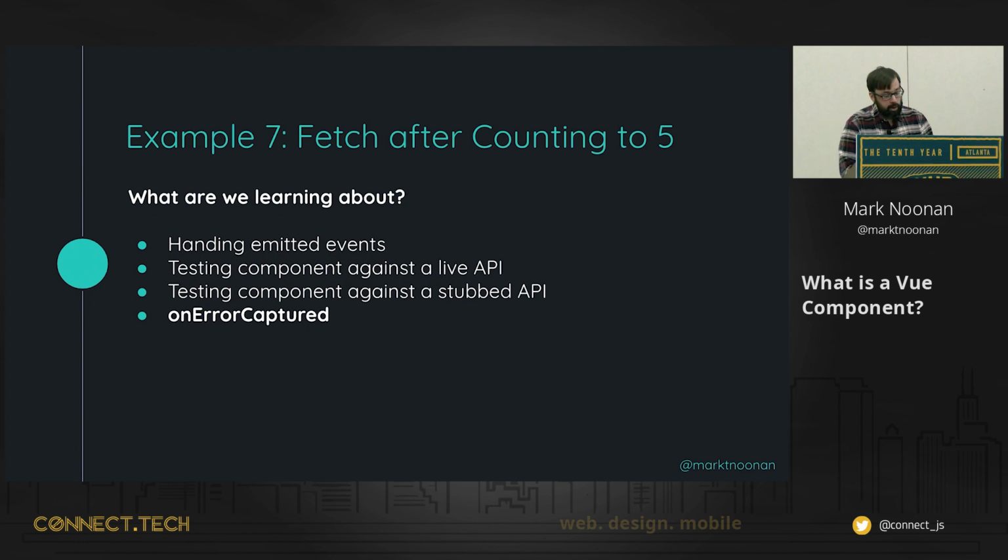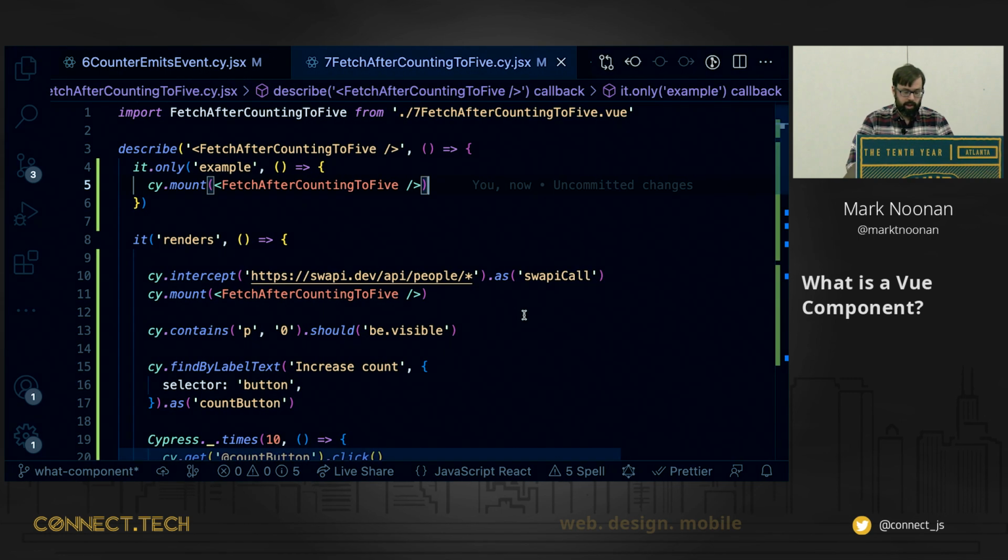So what we're going to talk about is how we're handling that emitted event in a Vue component, and a little bit about how we would test this component that touches an API. This calls an external API. Do we want to hit it every time in a component test? Maybe not. Do we want to stub it to produce a certain result? And we'll look at the on-error captured event.